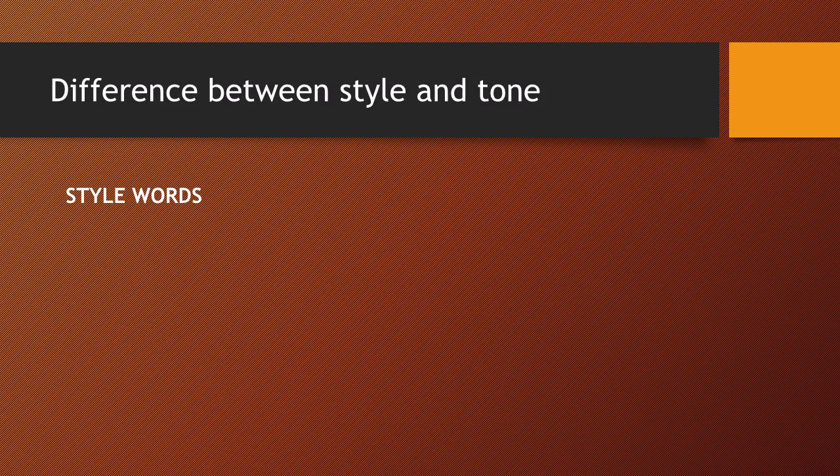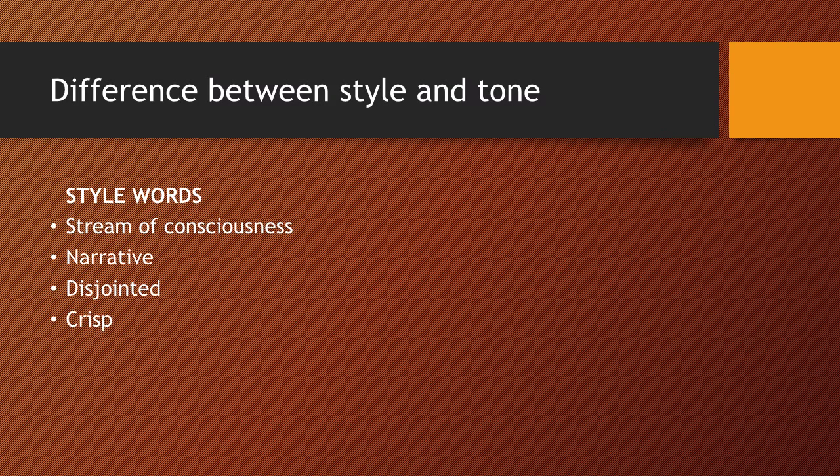The difference between style and tone. In your journal, go ahead and open up to a new page. We're going to start our new unit, and you're going to make two columns, one with style words, one with tone words. The following are style words: stream of consciousness, narrative, disjointed, crisp, lyric, convoluted. Pause here to copy these words.